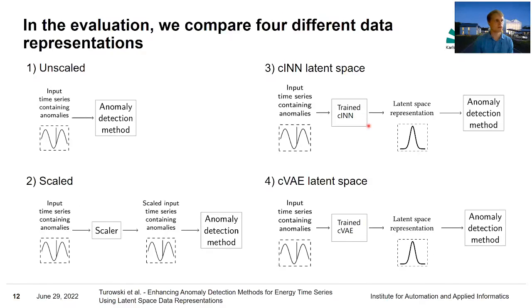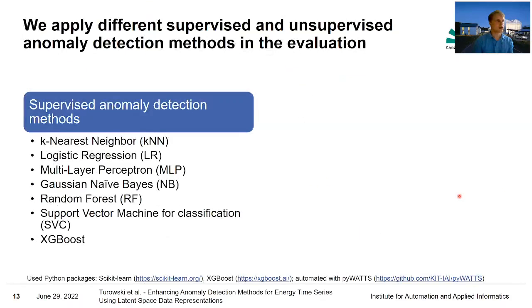The third data representation is created by a trained CINN. And the fourth data representation is created by a trained conditional variational autoencoder. So the evaluation will compare these 4 data representations, and for all data representations the same anomaly detection methods are applied. And we again differentiate here between supervised and unsupervised.